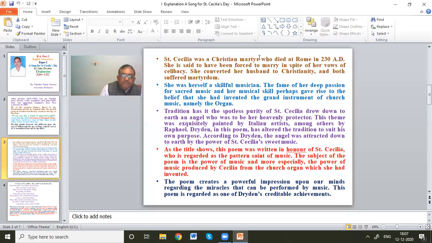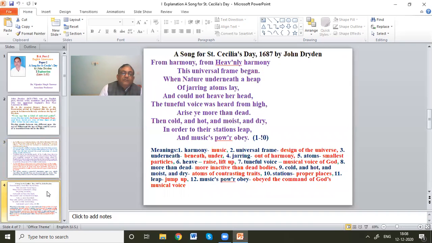This poem is regarded as one of Dryden's creditable, praiseworthy achievements, which is not criticized by other critics. Now let us come to the explanation of the lines, which is our main topic. This is a very long poem, so we have decided to do the explanation in two parts. This is the first part. As I have told you, this poem was composed by Dryden to celebrate the 1687 occasion of Saint Cecilia's Day.